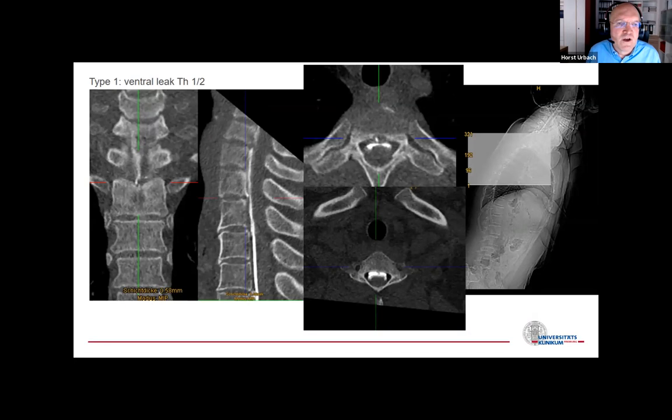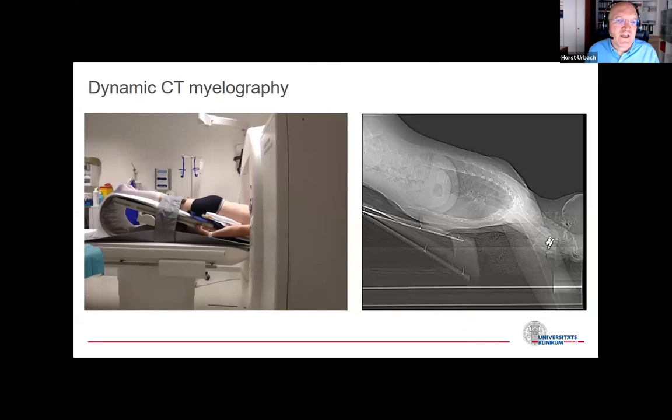Then you can see the double contour where the contrast exits the ventral subarachnoid space and goes into the epidural space. And then you see the axial images. This is a bony spur, and on the lower images, you see the extrathecal contrast. Right side shows you how the patient is positioned, but the next image or next slide shows how it looks like.